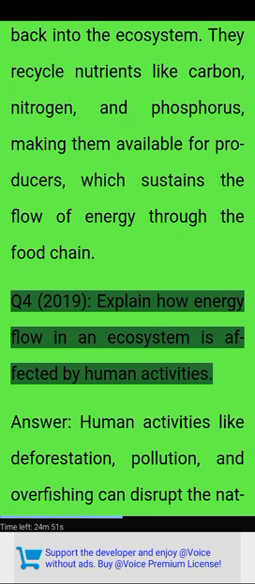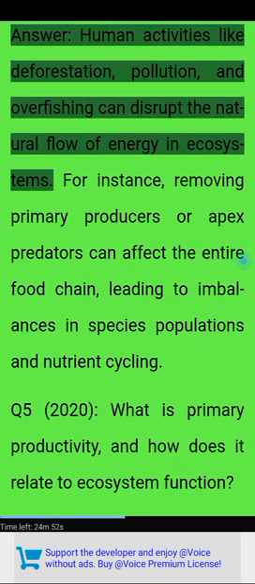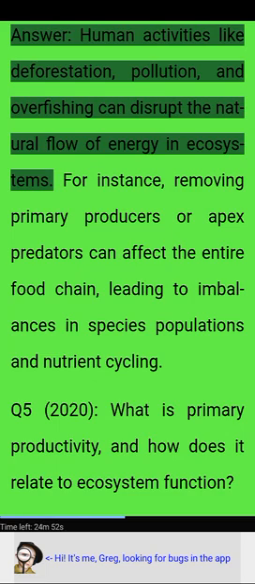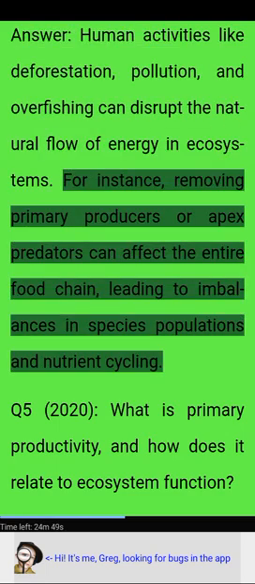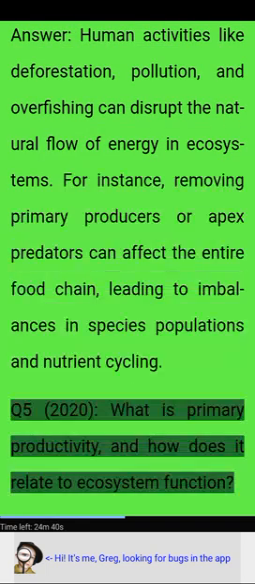Q4, 2019. Explain how energy flow in an ecosystem is affected by human activities. Answer. Human activities like deforestation, pollution, and overfishing can disrupt the natural flow of energy in ecosystems. For instance, removing primary producers or apex predators can affect the entire food chain, leading to imbalances in species populations and nutrient cycling.